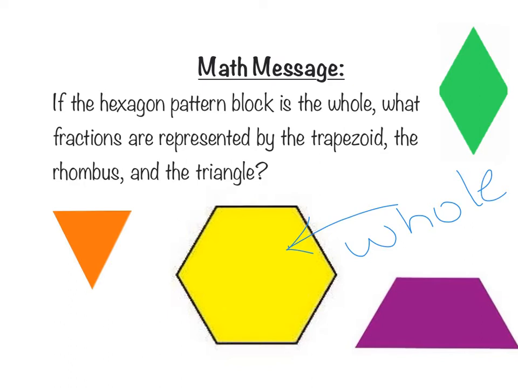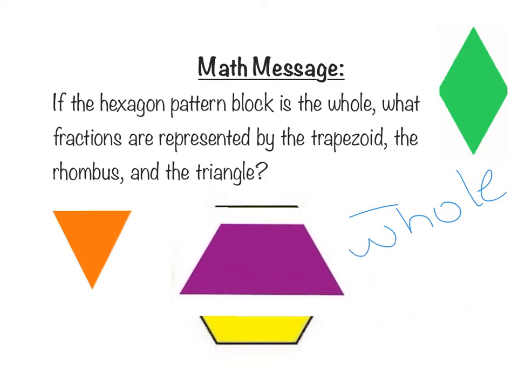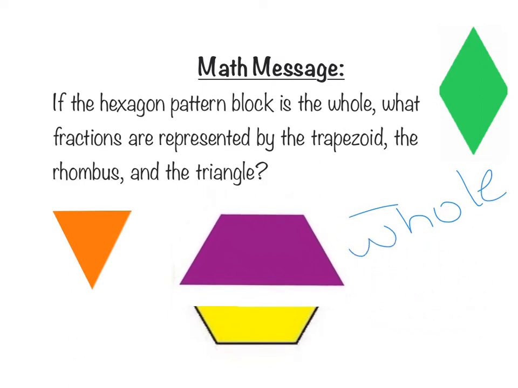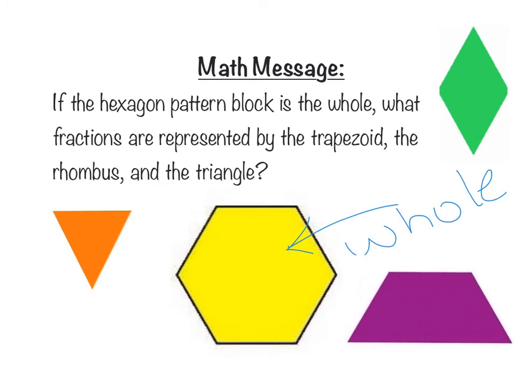So first of all, let's look at the trapezoid. Which one of those is the trapezoid? It would be the purple one. And if we asked what fraction is represented by the trapezoid, we can see that if I move this trapezoid over here, you'll have to ignore my white section there of the picture, that is about half of the hexagon. So a trapezoid would be 1/2.